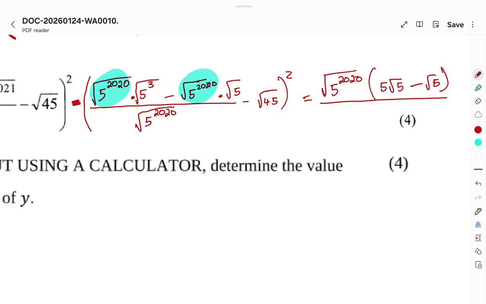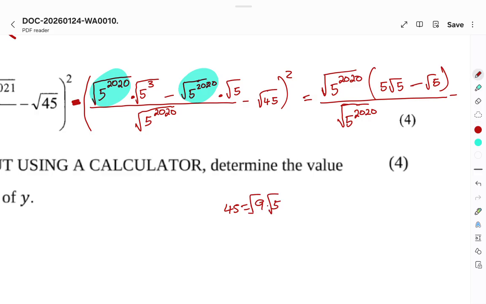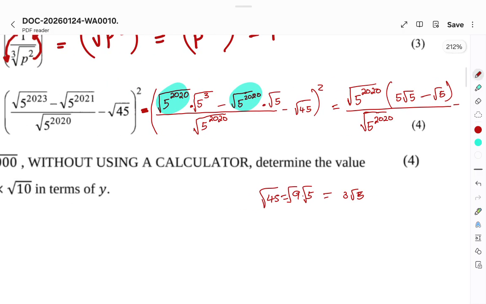This is going to be all over the root there, which is found in our numerator, which is going to be root 2020. Then you say minus the root 45. You know that 45 is the same as 9 times 5, so it's the root of 9 times 5. So it will become 3 root 5. So this one will be 3 root 5. This whole thing is squared, remember.